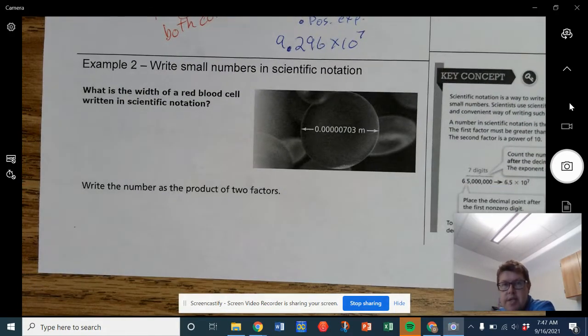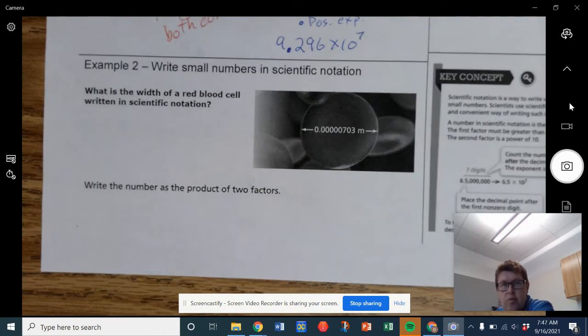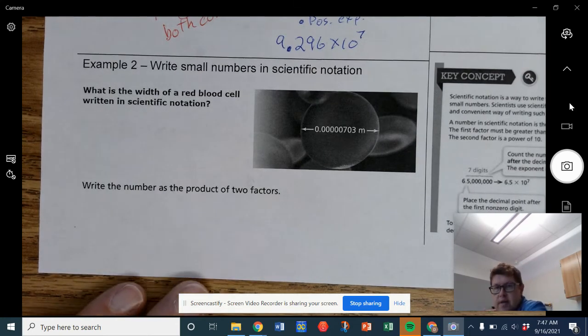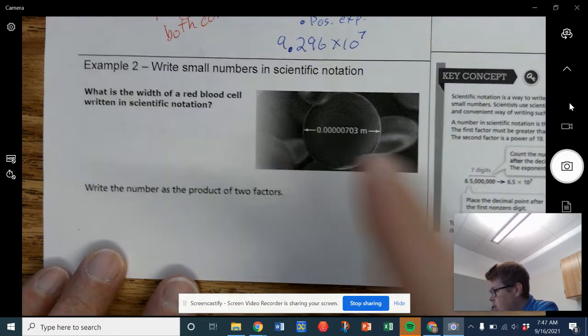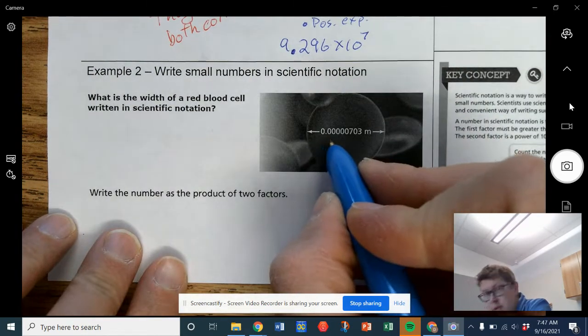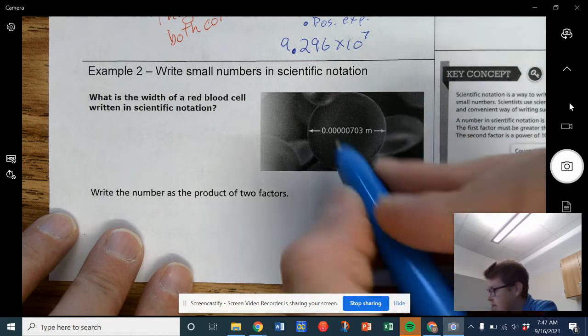So write small numbers in scientific notation. What is the width of a red blood cell, written in scientific notation? A red blood cell is a very small number. So we know we're going to be going to the right, so it's going to be a negative exponent, right? It is less than 1.